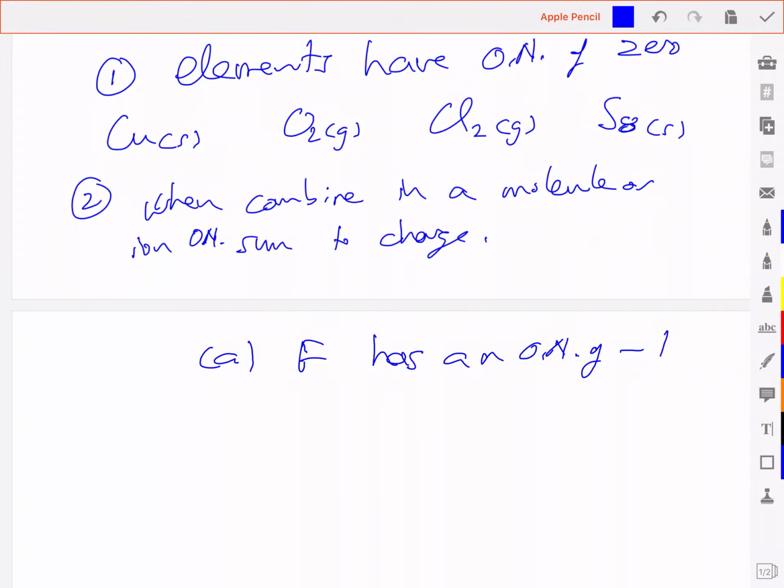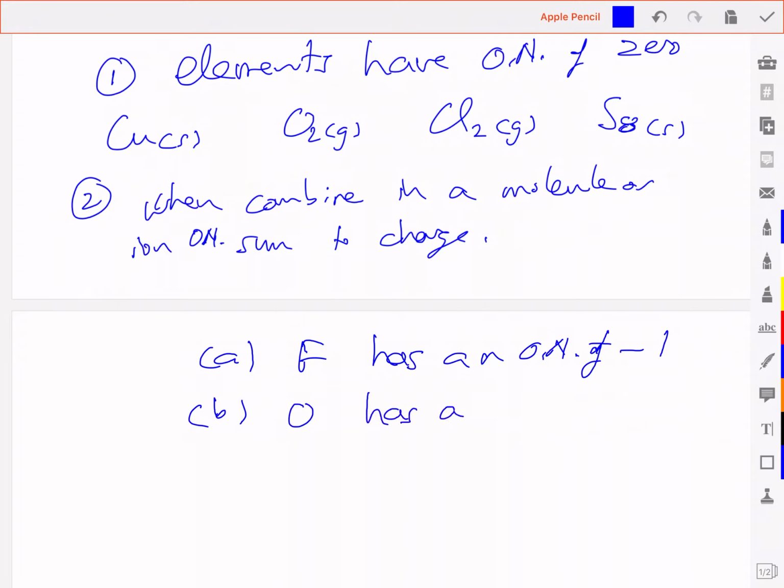So our first sub-rule here is that fluorine is going to have a value of -1. It's the most electronegative element. It really wants electrons. So in any compound with a fluorine in it, fluorine itself is going to have an oxidation number of -1. And we can figure out the other oxidation numbers for the constituents based on the rest of the rules.